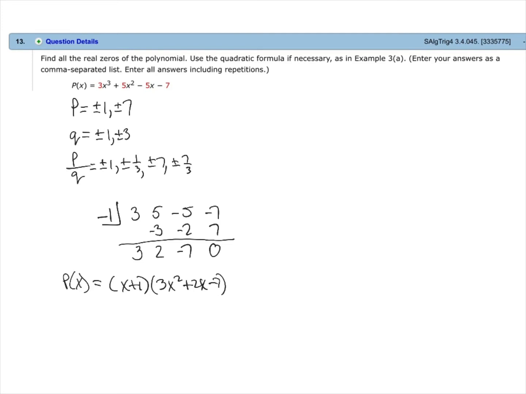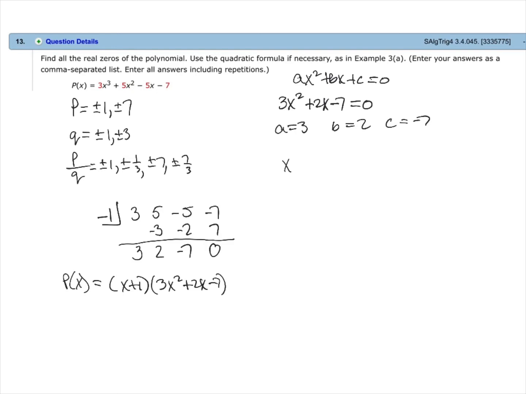Now we can use the quadratic formula to find the other two roots. So we'll set 3x squared plus 2x minus 7 equal to 0. A is 3, B is 2, and C is minus 7 when we think about this quadratic equation as ax squared plus bx plus c equals 0.